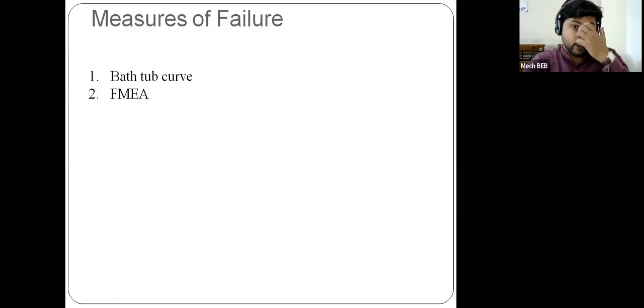Then how to measure this failure? How to measure the different kinds of failure, or here, the measures of failure, which we also consider as measures of reliability. By using two methodologies, we can measure the failure, and we can measure the reliability on that basis. One is the product bathtub curve, and the second is FMEA, failure mode analysis. By using these two things, we can measure the failure.